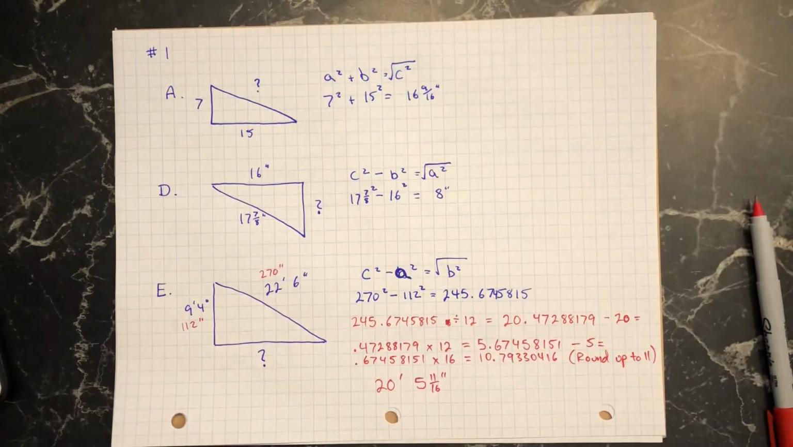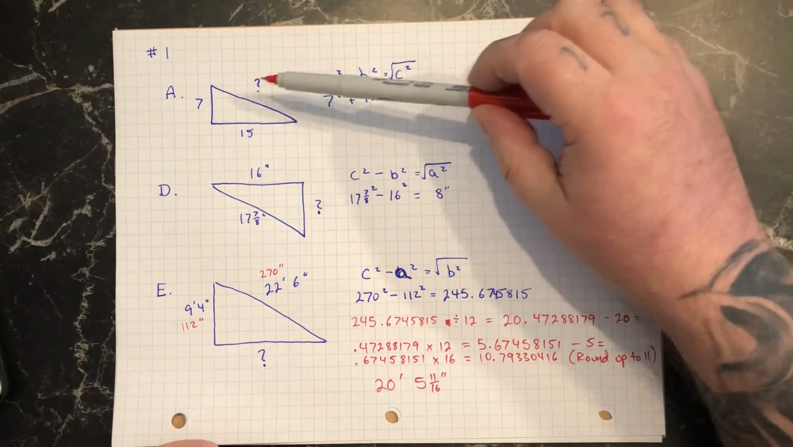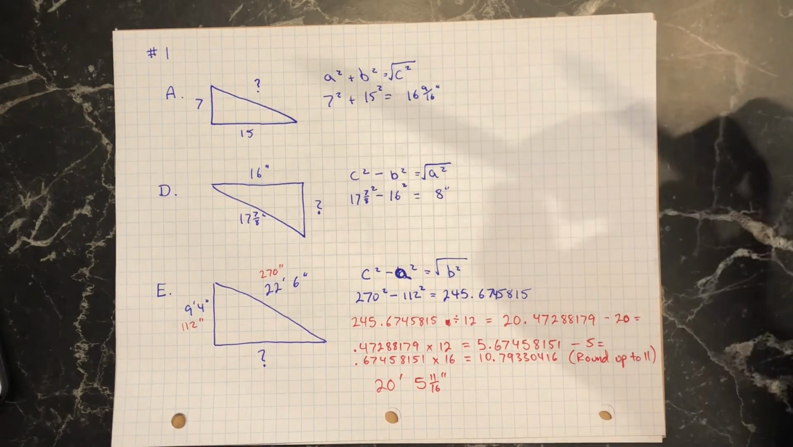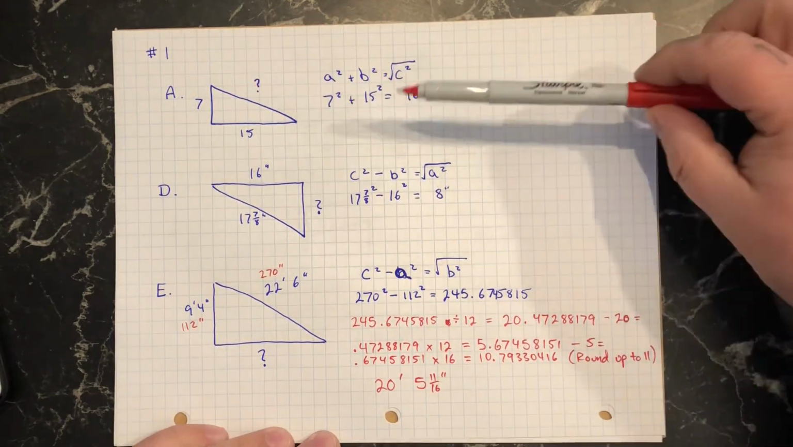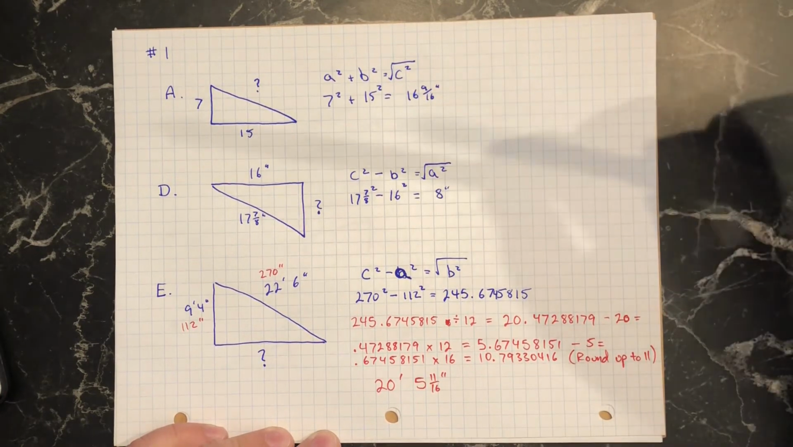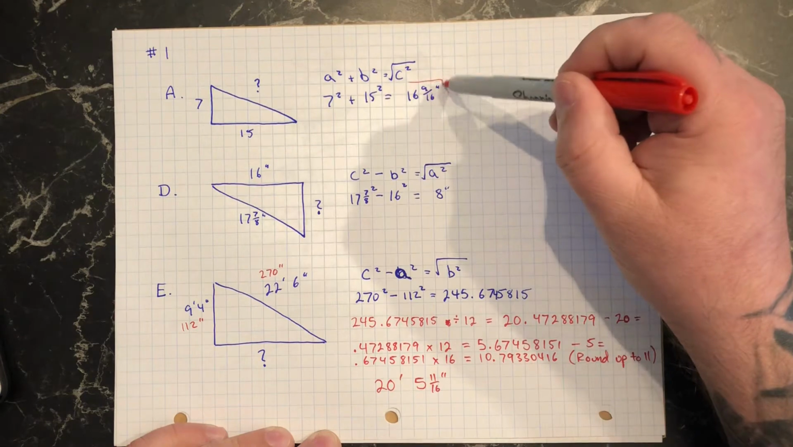Next, we're going to go into the third year questions. Question number 1 is basically just Pythagoras' Theorem. I didn't do them all because some of them are just the same process. So A is just basically a squared plus b squared equals c squared, and then you square root it. So 7 squared plus 15 squared is c squared, and then the square root is going to be 16 and 9/16. So that's the final answer for that one.